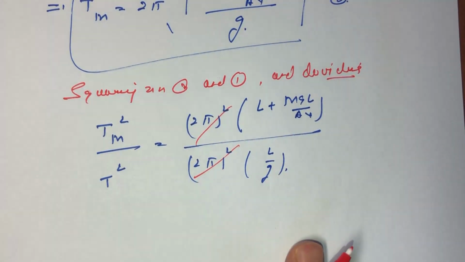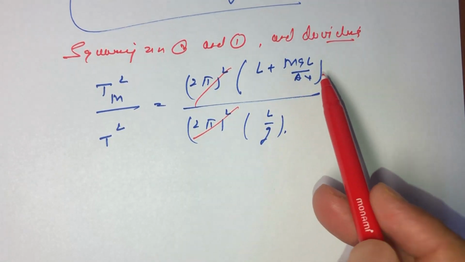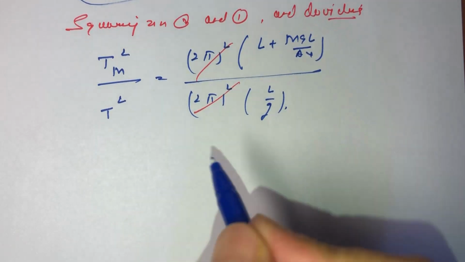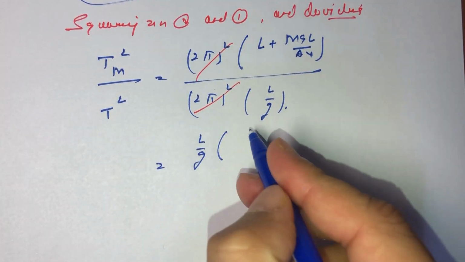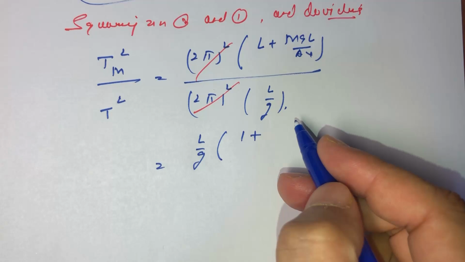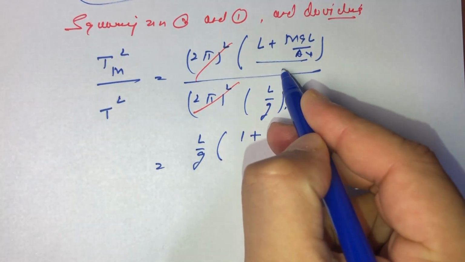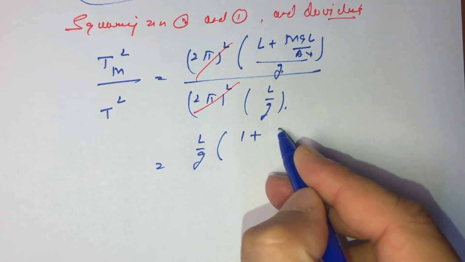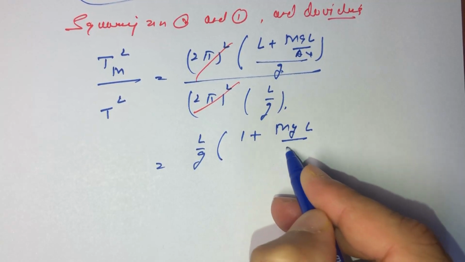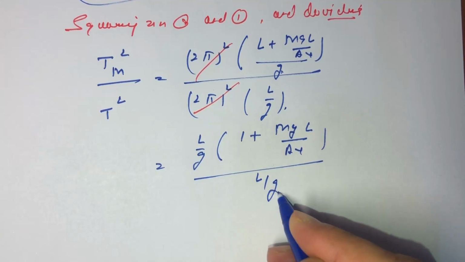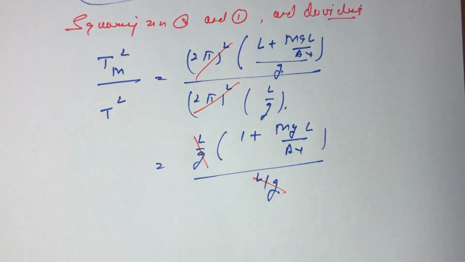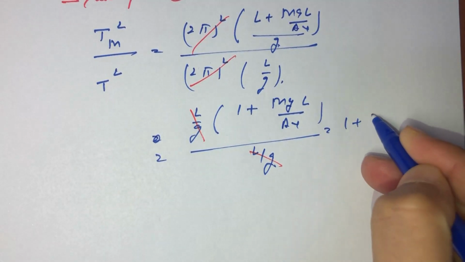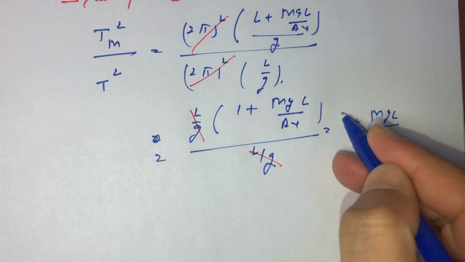So these terms cancel out, and we can take L by g common from the numerator. So this becomes L by g times 1 plus mgL upon AY divided by L by g. L by g cancels out, so therefore we are left with 1 plus mgL divided by AY.